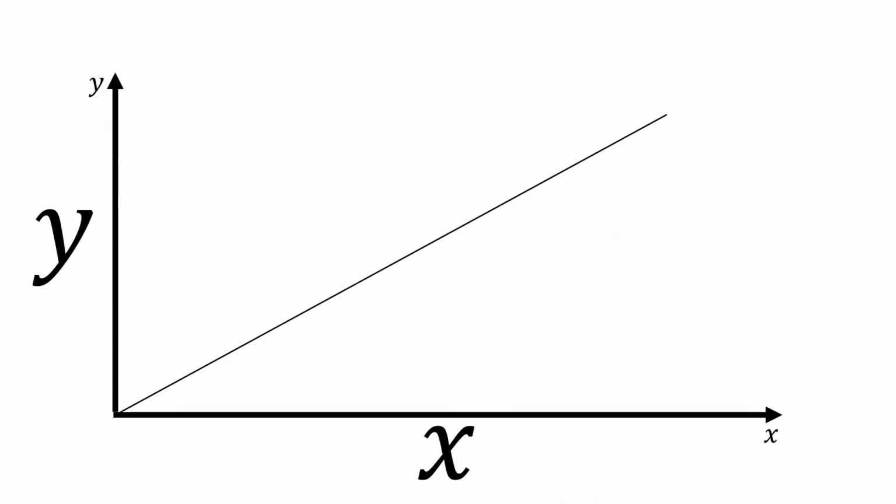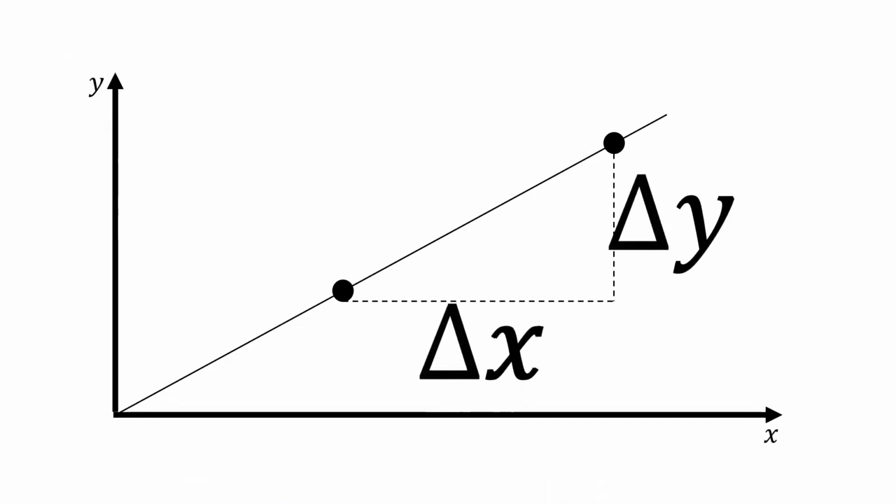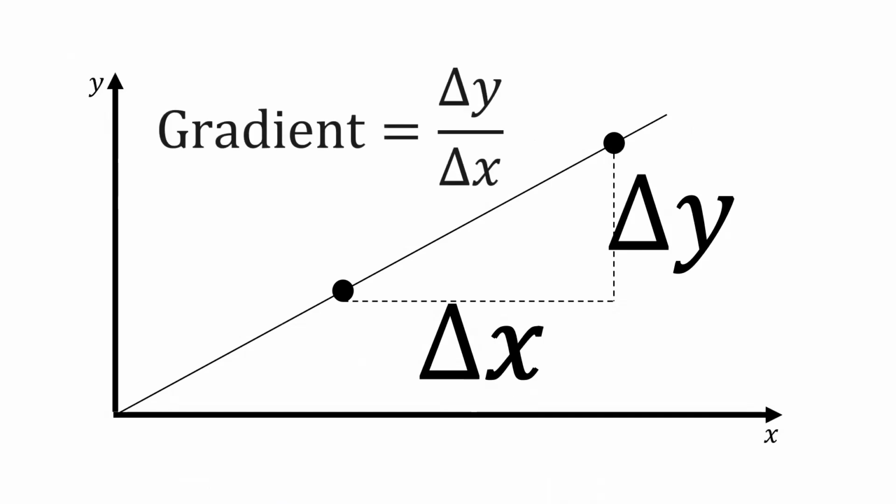And since they are constant, we can just pick 2 points. And with these 2 points, we can calculate the difference of x and the difference of y. Difference of x being called delta x, the difference of y being called delta y. So, how do we find the steepness? Well, the steepness is called gradient, and it's delta y over delta x.